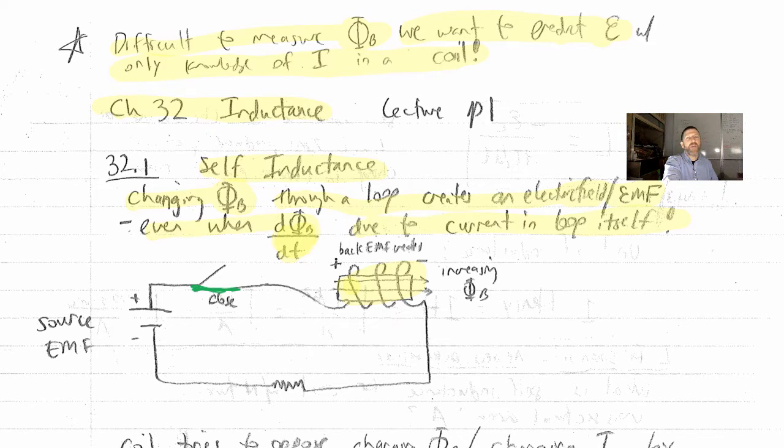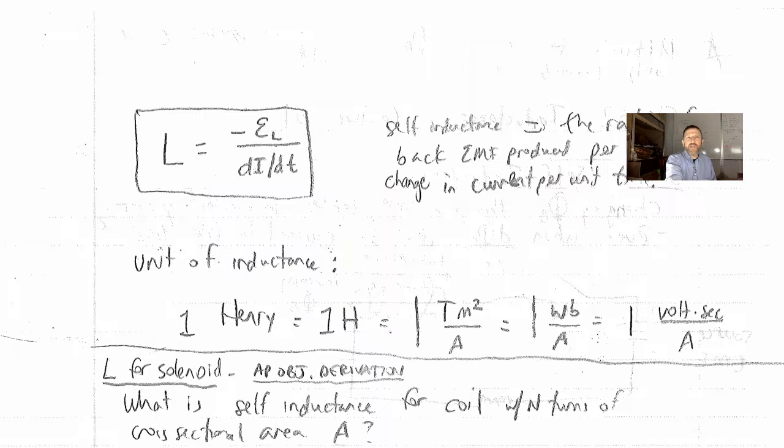While current is increasing. And that is what the meaning of this thing right here is, why I've given this thing polarity. It's positive on that side and negative on that side, because it is opposing our source EMF. And that's what inductors do. They will oppose any change in current. And let's take a look at this.